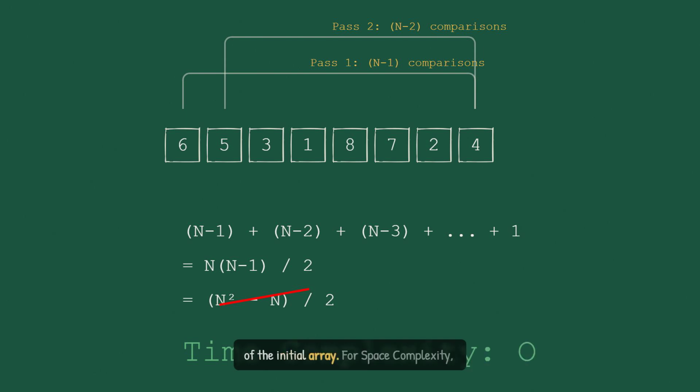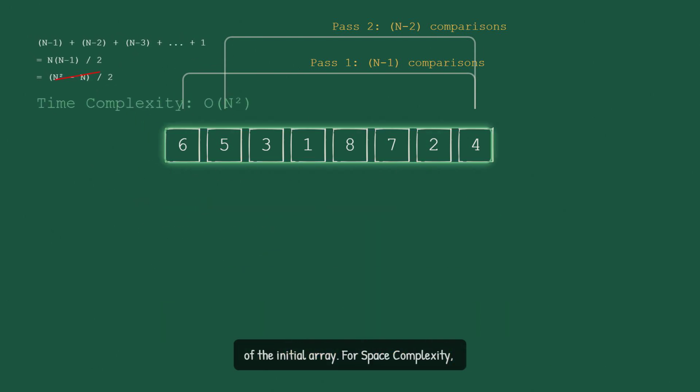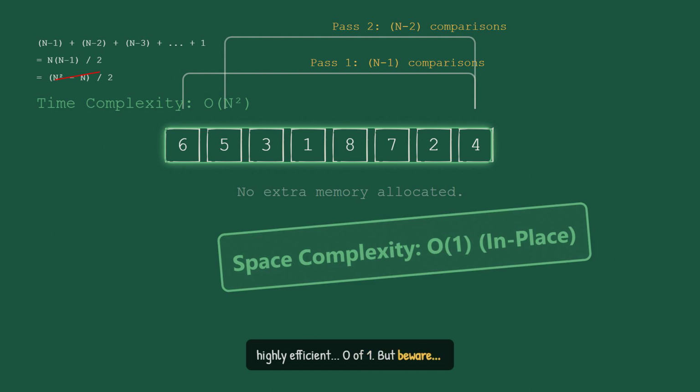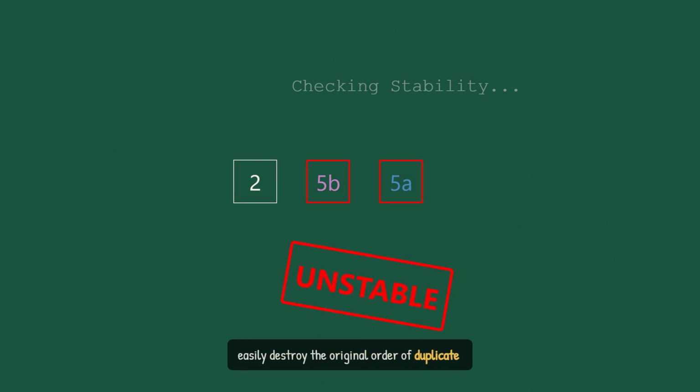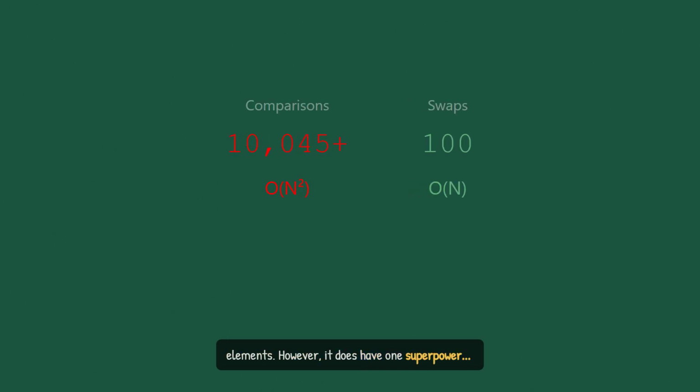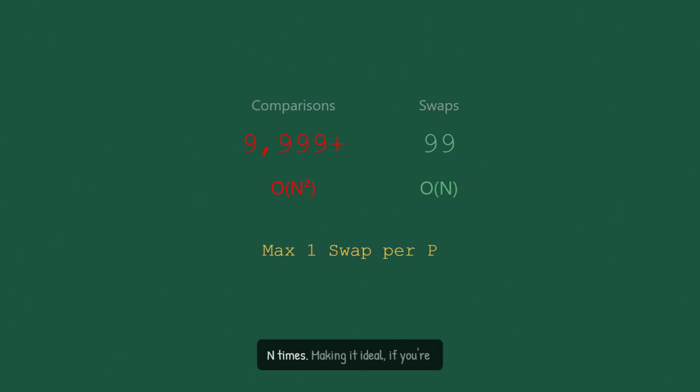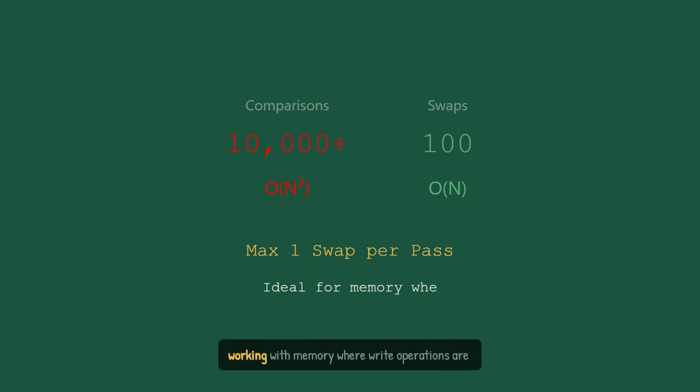Regardless of the initial array. For space complexity, it sorts entirely in place, giving it a highly efficient O of 1. But beware, it is unstable. A long-distance swap can easily destroy the original order of duplicate elements. However, it does have one superpower: minimal swaps. It never swaps more than n times, making it ideal if you're working with memory where write operations are costly.